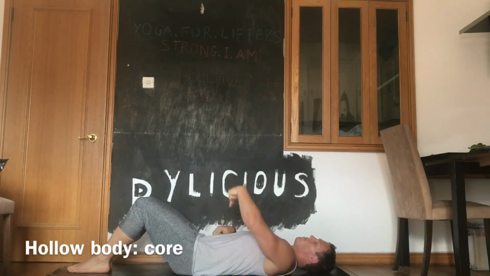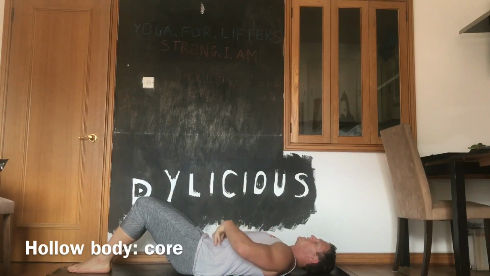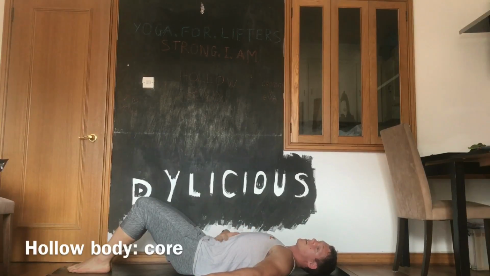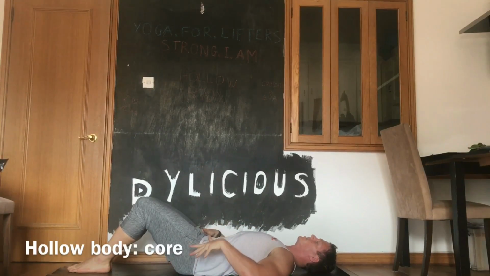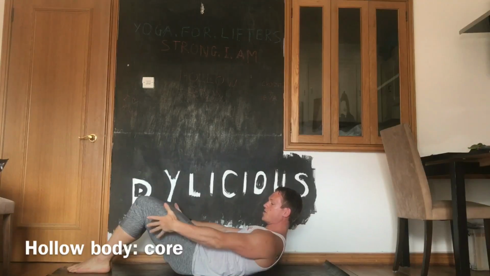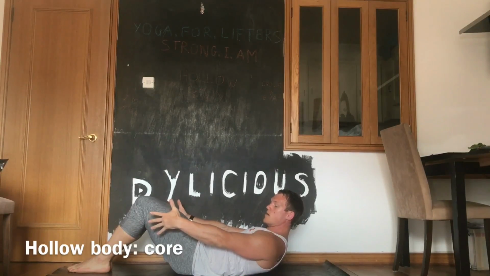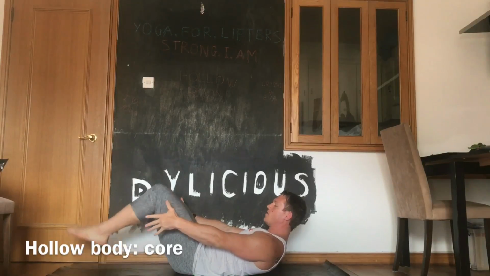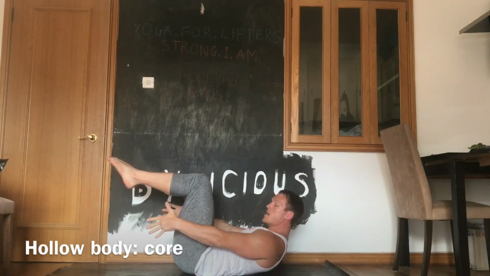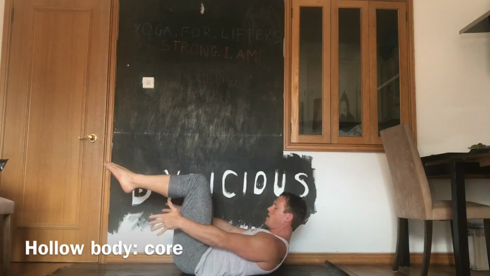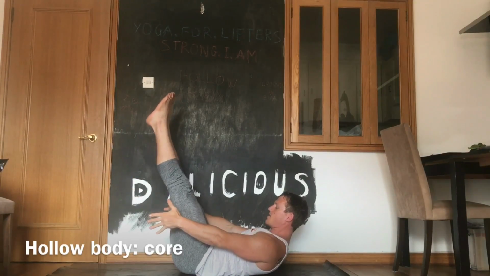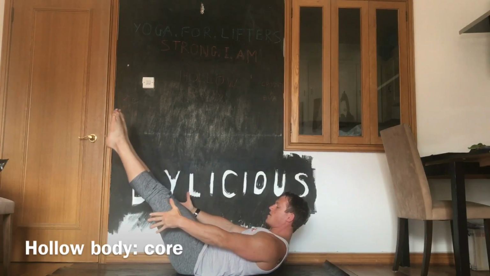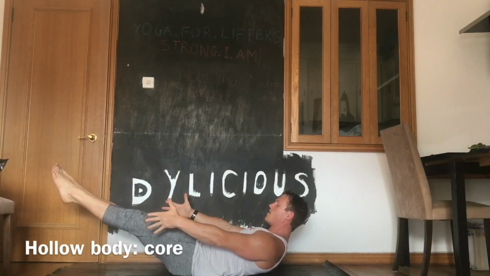From here, pull your belly down into the mat, exhaling and creating this compression right here. Then you're going to reach forward, curl your shoulder blades off the mat. Your core is already engaged here. If you want to make it a bit tougher, you raise your knees, keeping your shoulder blades off the ground. From here, extend the legs and then lower them down.